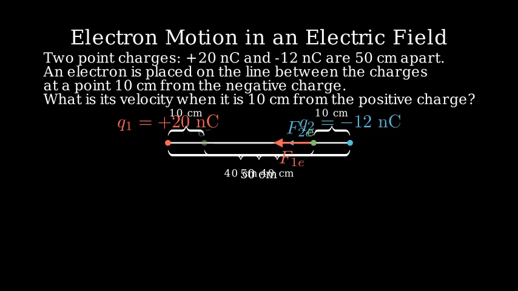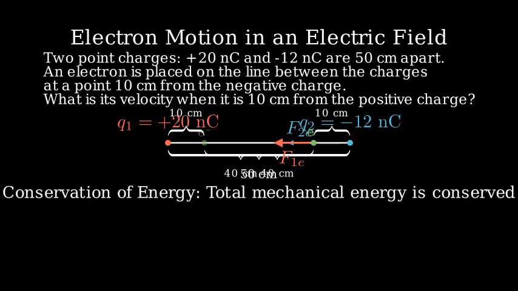To solve this problem, we'll use the principle of conservation of energy. Since the only forces acting on the electron are the electric forces, which are conservative, the total mechanical energy of the electron is conserved. This means that the change in the electron's kinetic energy equals the negative of the change in its potential energy. Delta K equals negative delta U.